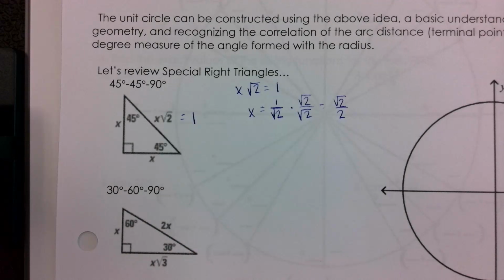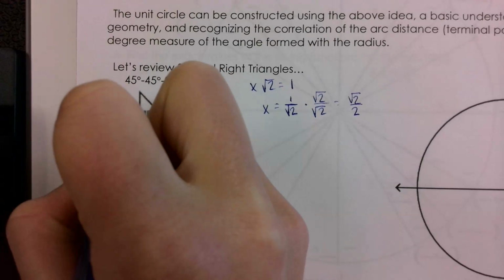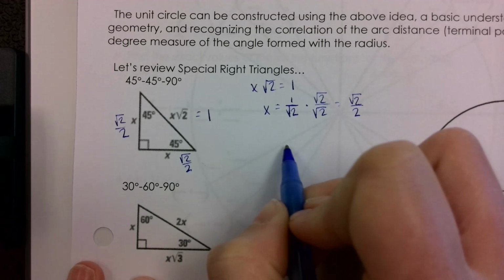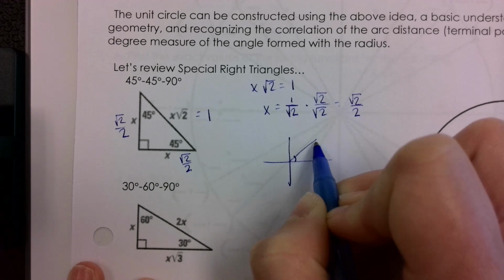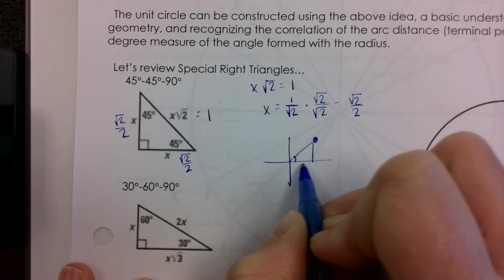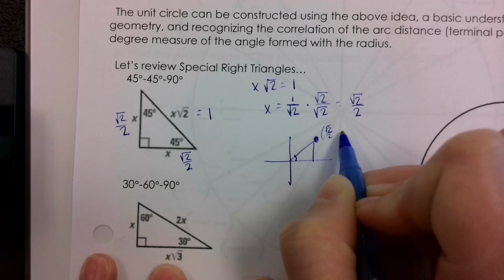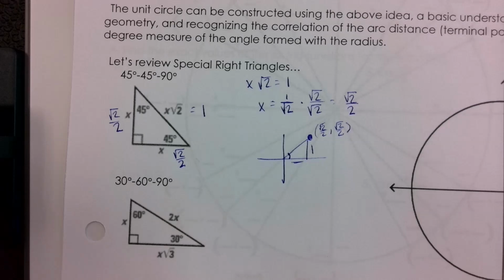Yes. So that would be these sides. Square root 2 over 2, square root 2 over 2. So then if we've got an angle on our unit circle that's 45 degrees right here, and the point is out there, then we know that the coordinate is going to be square root 2 over 2, square root 2 over 2, because that would be this side and this side. Does that make sense? Yes, no, maybe. So that's where that comes from.